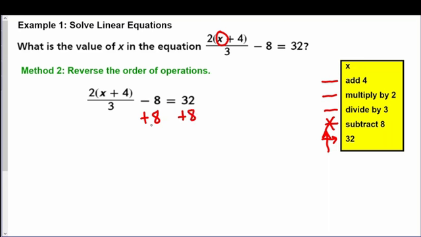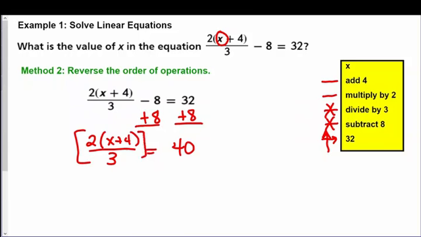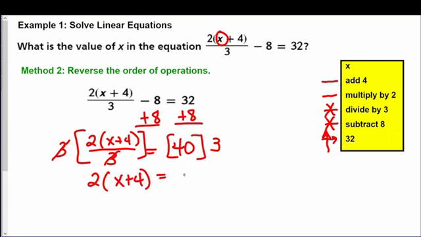So I'm going to add 8 to both sides of this equation, leaving me my fraction, and 32 plus 8 is 40. The next thing I want to undo is the dividing by 3, and to do that, the inverse operation would be to multiply by 3. So I'm going to multiply both sides of this equation times 3. That eliminates this fraction. I'm left with 2 times x plus 4. And 40 times 3 is 120.